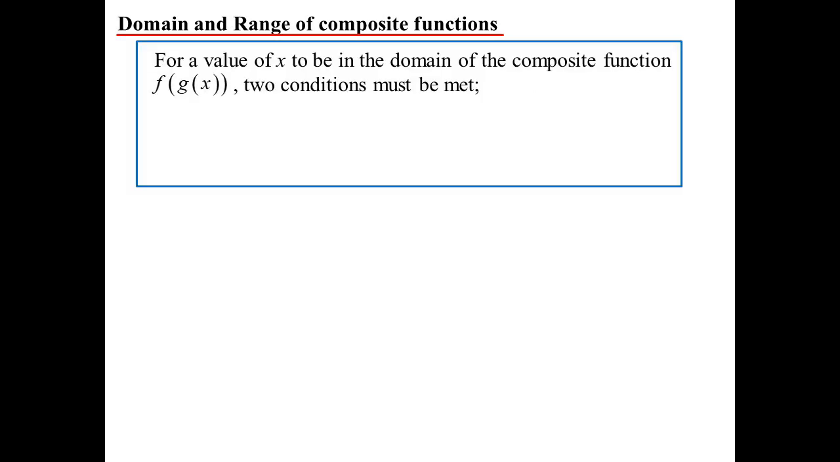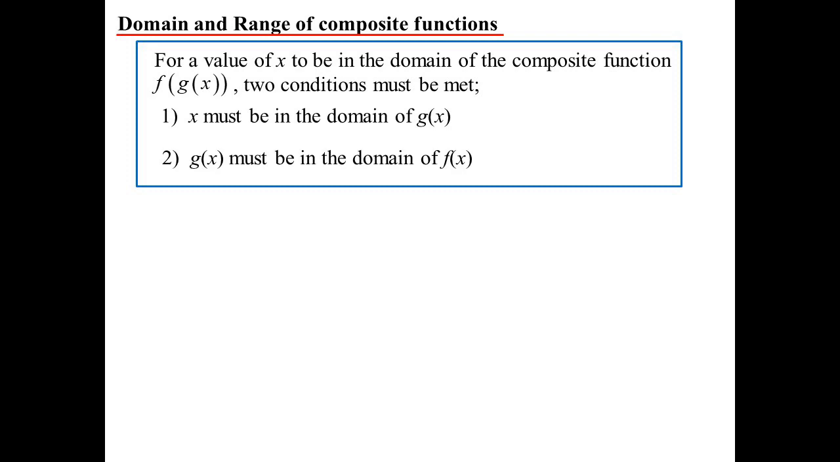Well, how do you find the domain and range of these composite functions? For x to be in the domain of the composite function, two things. It's got to be in the domain of g of x, because if x wasn't in the domain of g of x, then you couldn't have substituted it into f, because you haven't got it there. So that's the first condition. But then the answer that you get when you sub the x in has got to be able to be put into the domain of f of x. Because again, if it's not, you can't substitute the answer in. So they're basically the two ideas.